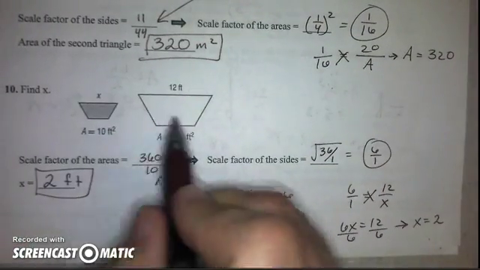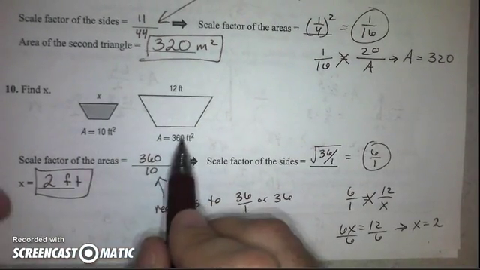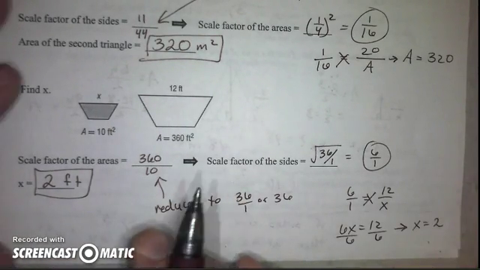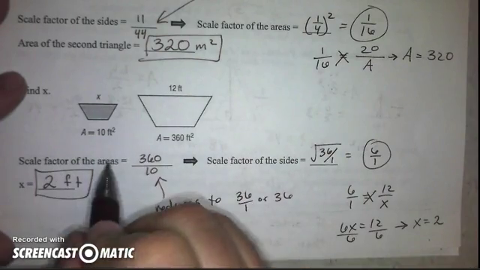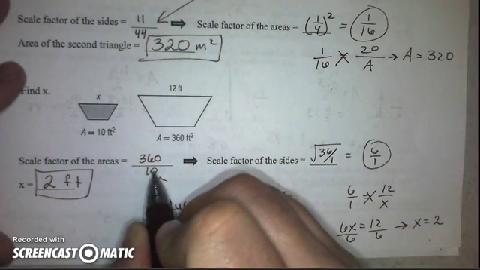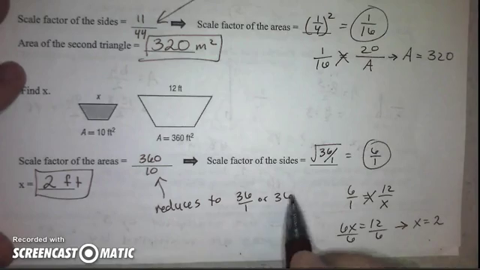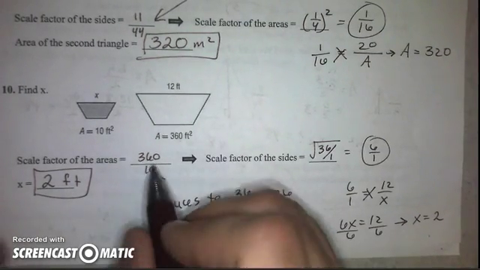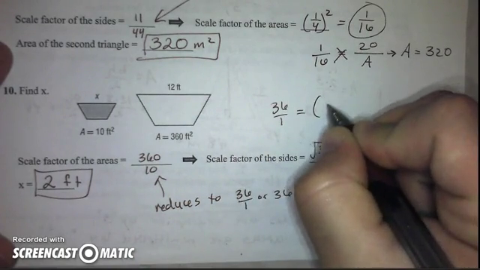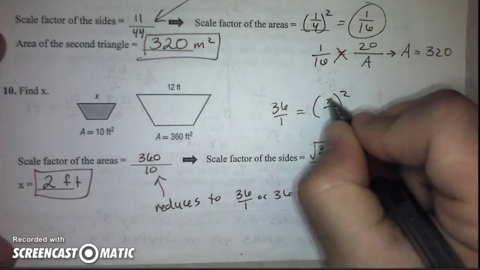But to find the answer here, x is a side length. So here we're given both areas, and we have to work backwards and find out what one of the sides is. So here we're going to take a different approach. The scale factor of the areas, I chose to go big back to small, is 360 over 10. Okay, which does reduce to 36 over 1, or just the number 36. So that's the scale factor of the areas. 36 over 1 is my blank over 1 squared, not x, I shouldn't use that, my s.